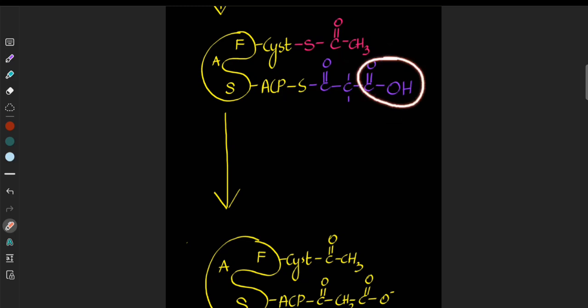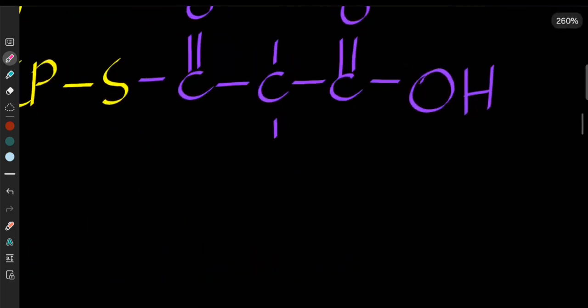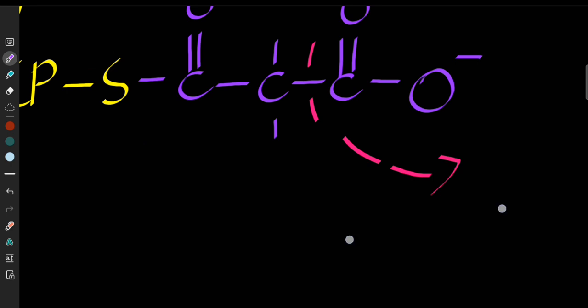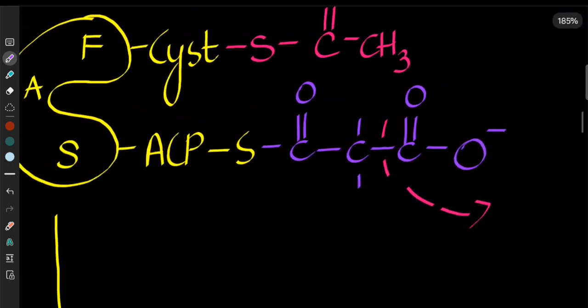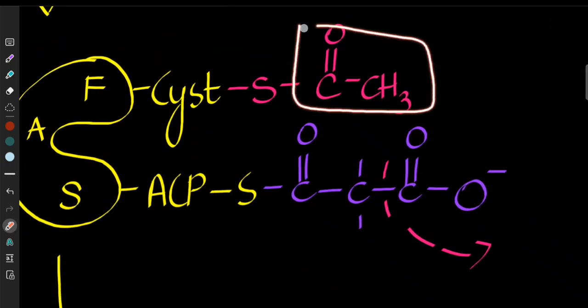cleaved off, right? So I'm just going to show you with a pink one. So this will be cleaved off. This will be O negative. So this will be cleaved off, right? And then when this is cleaved off, this part is going to come and join over here. So this is going to go away, and then this part is going to come and join.